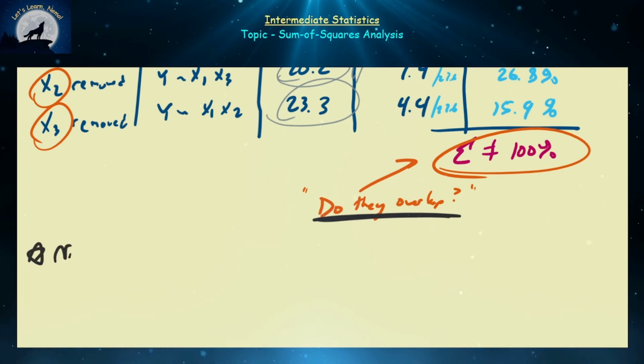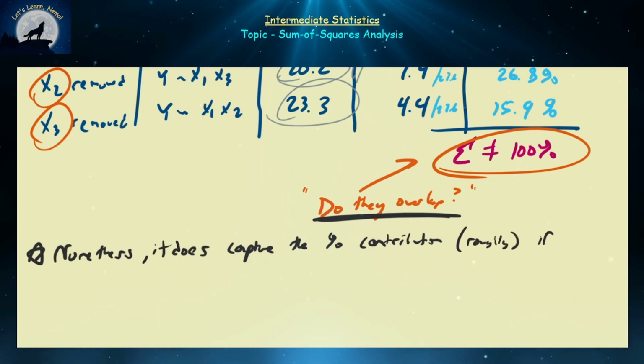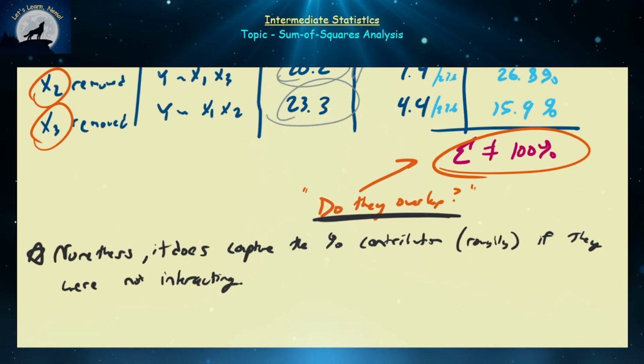So even if it does not add up to 100%, it does capture the percentage contribution roughly, if they were not interacting. Right? So it doesn't matter the order, but they could be interacting, and this particular model does not necessarily consider that. So what do you think a type 3 sum of squares analysis method will look like? You may want to pause the video and think of how that would play out.